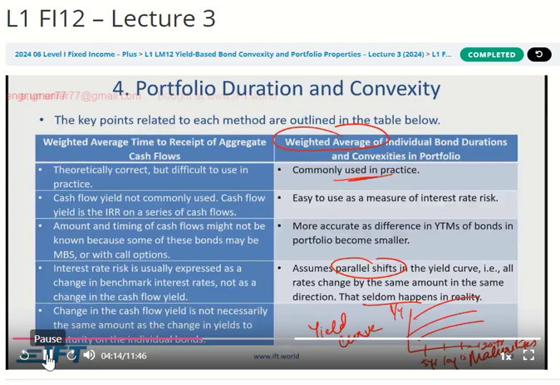So this is the limitation. But then again, it's easy to use, and therefore it's commonly used. The aggregated cash flows method is obviously theoretically correct, but difficult to use in practice. So that's the main point over here.